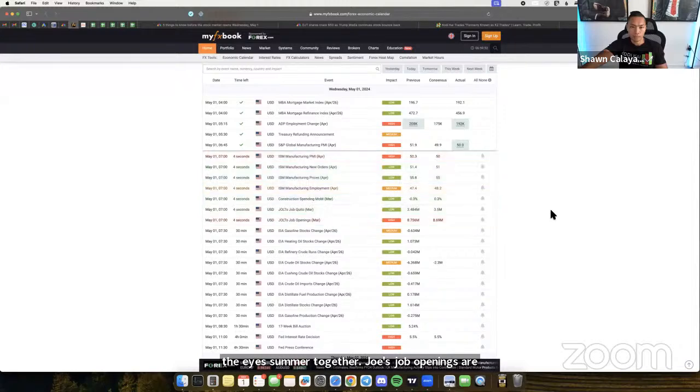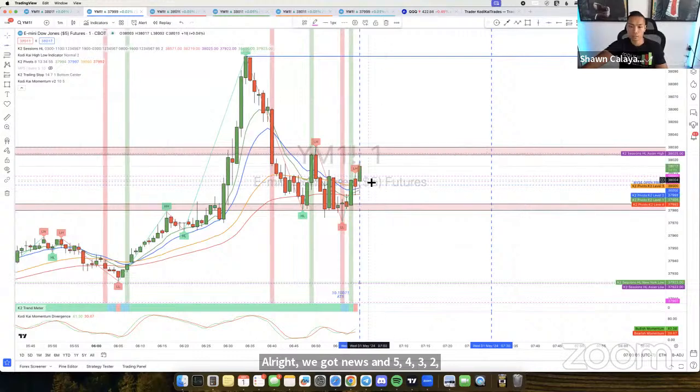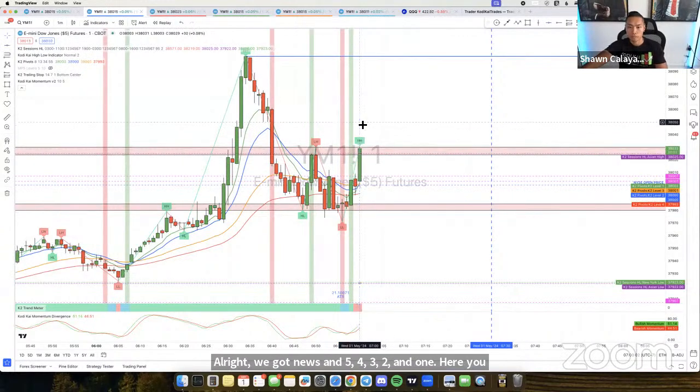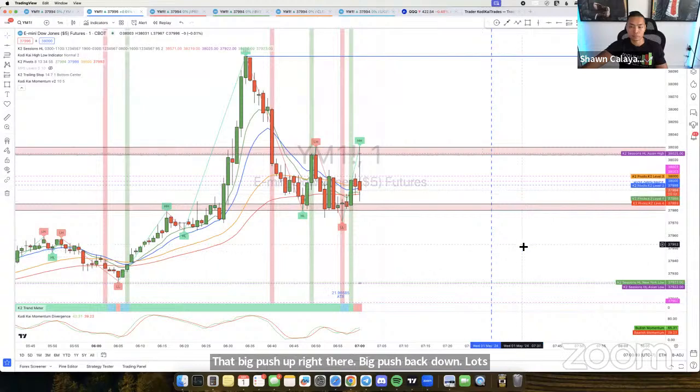All right, we got news in 5, 4, 3, 2, and 1. Here goes the news candle right here. That big push up right there. Big push back down. Lots of manipulation on both sides.